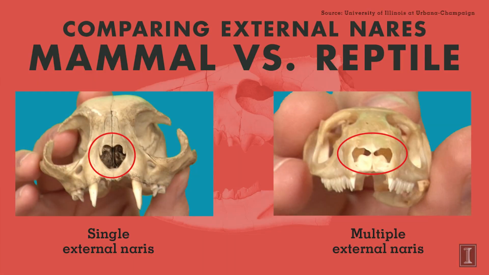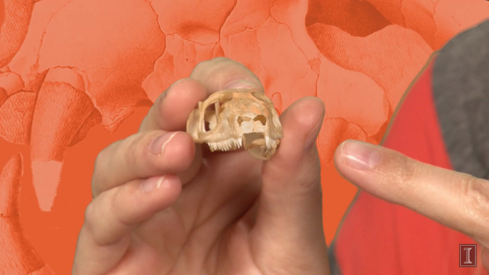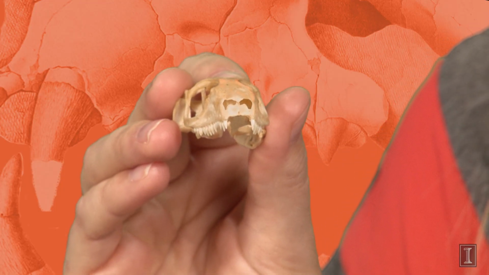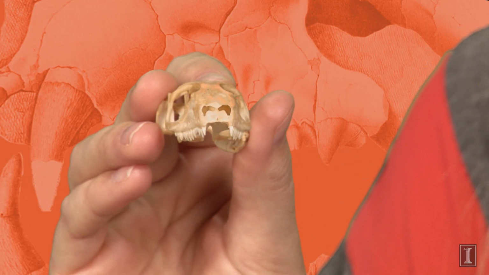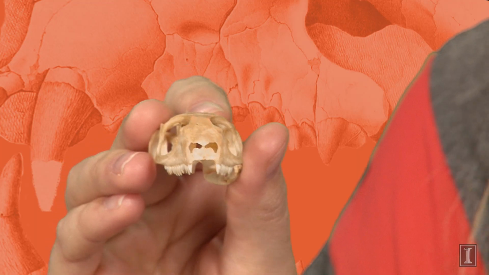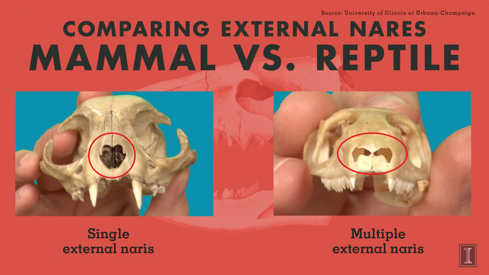So if we compare that to the external nares of a reptile, for example, outside the class Mammalia, we'll notice that there is more than one nares. Nares is the plural word for naris, and here we can see that there are two separate openings or fossa that go through the front of the maxilla on this skull. So we can see that there's actually two here, and that's different from the class Mammalia.